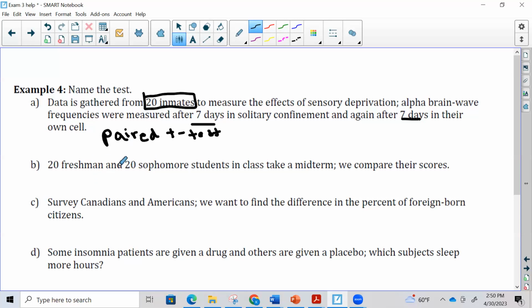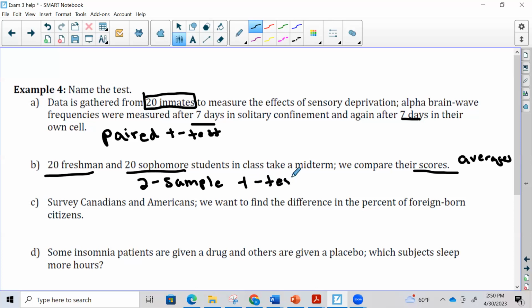Okay, so B says 20 freshmen and 20 sophomores in a class take a midterm. We compare their scores. So again, anytime with test scores, we are always looking at averages. And so if we're comparing averages between 2 different groups, freshmen and sophomores, that means it's a 2 sample t-test because they're 2 independent groups. So yes, they're the same sample size, but the freshmen are not the same as the sophomores, and there's no relationship between their groups, so they're independent.